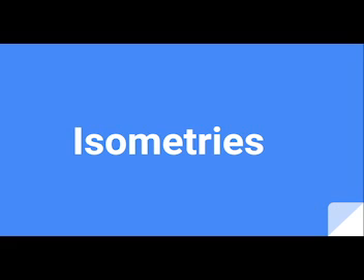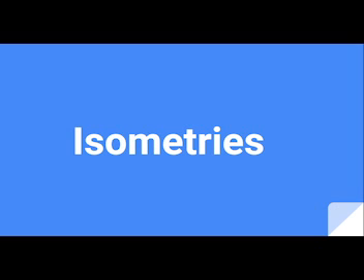Before we talk about wallpapers, we should talk about isometries. But what is an isometry? Well, on a plane, an isometry is a distance-preserving transformation. Or, in layman's terms, it's an action you can perform on an object that only changes the position or orientation of the object. There are 4 types of isometries on a plane. Really 5, but 4 that we're going to look at.